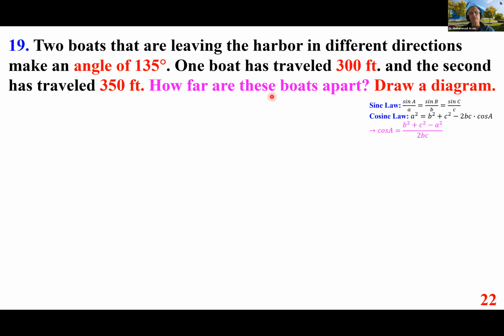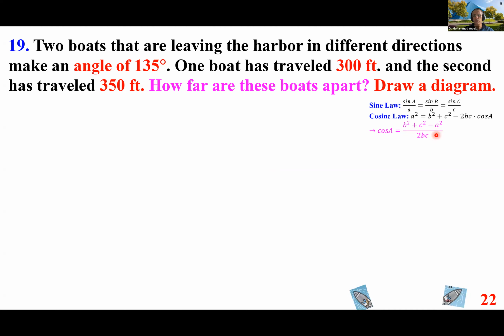Draw a diagram. Generally speaking, in cases like this, we have to draw a diagram, and I'm reminding you of the sine law as well as the cosine law. Sine law is sine A over A equals sine B over B equals sine C over C. Cosine law, A squared equals B squared plus C squared minus 2BC cosine A. And you can solve for cosine A and it becomes B squared plus C squared minus A squared over 2BC.